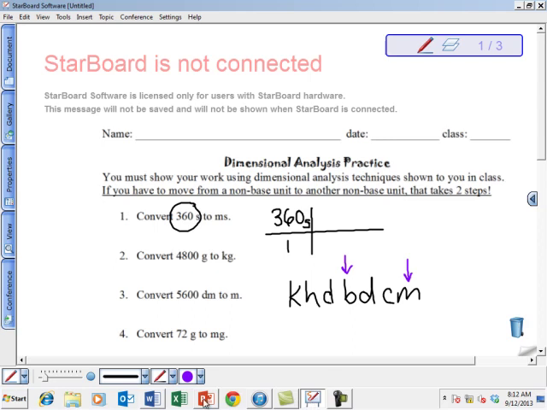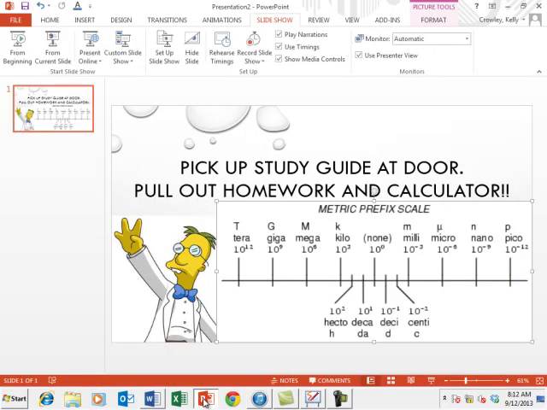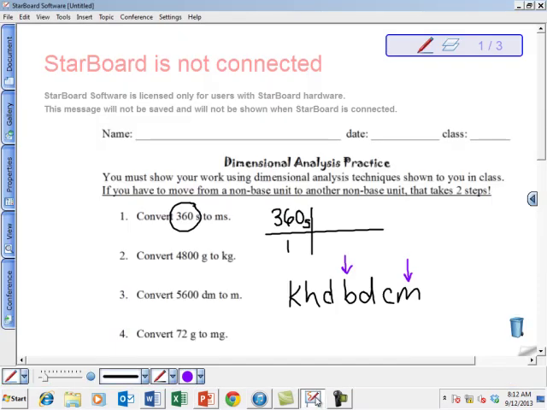When you go back to that picture, milli says 10 to the negative 3. In other words, it's really small, right? The prefix milli means that it's really small. So what we have to worry about is figuring out our own conversion factor using the metric system. You know you need to go from this base unit to milli, and we have to come up with our own conversion factor.